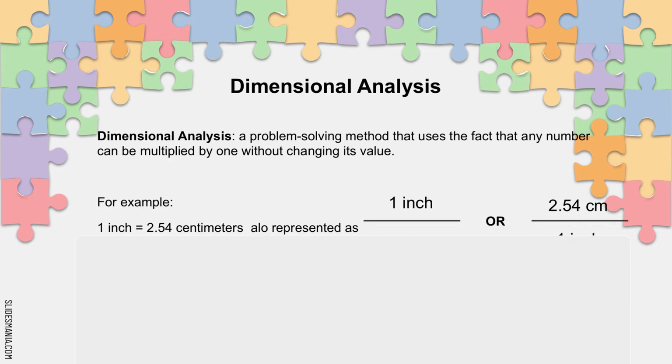So, for example, 1 inch is equal to 2.54 centimeters. We can represent this ratio; right here is a ratio. We can represent that ratio as a fraction.